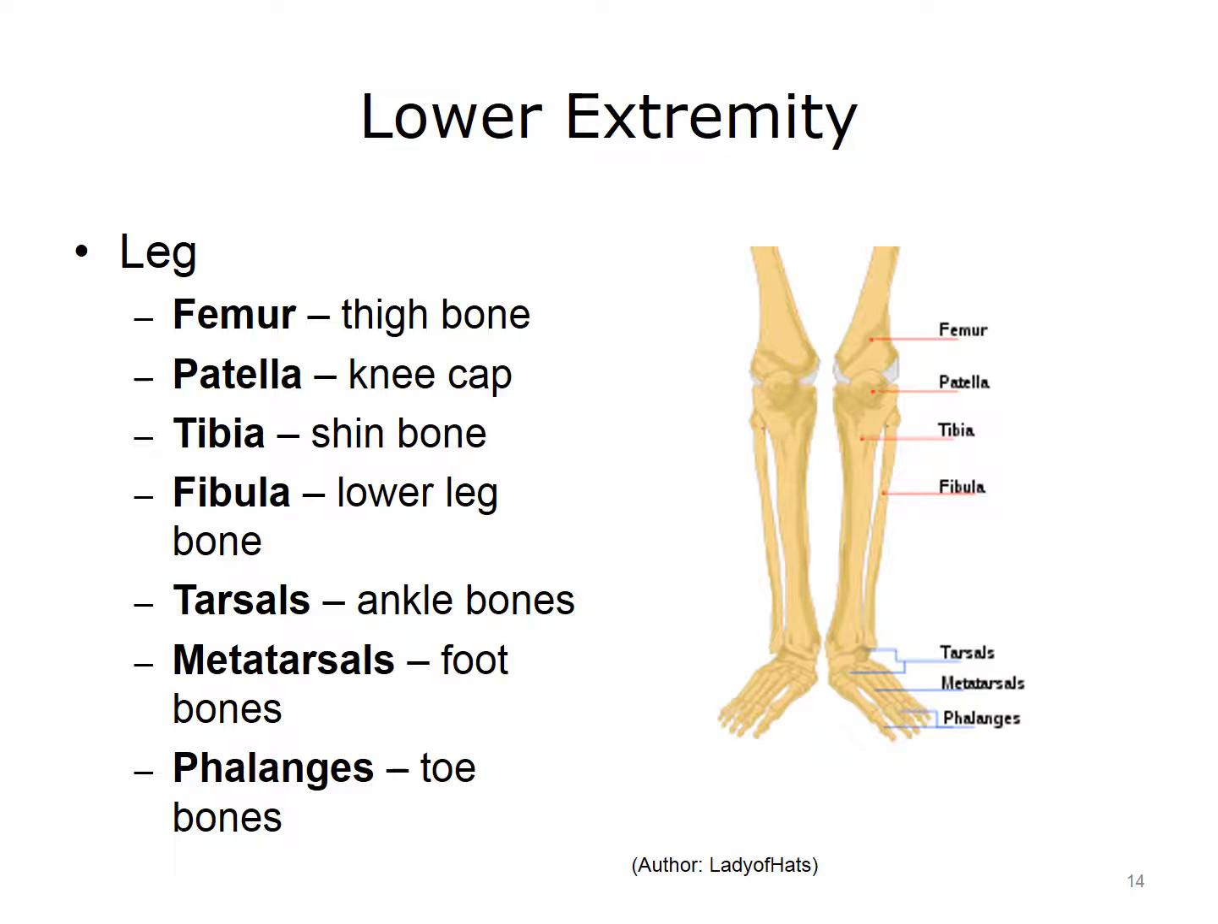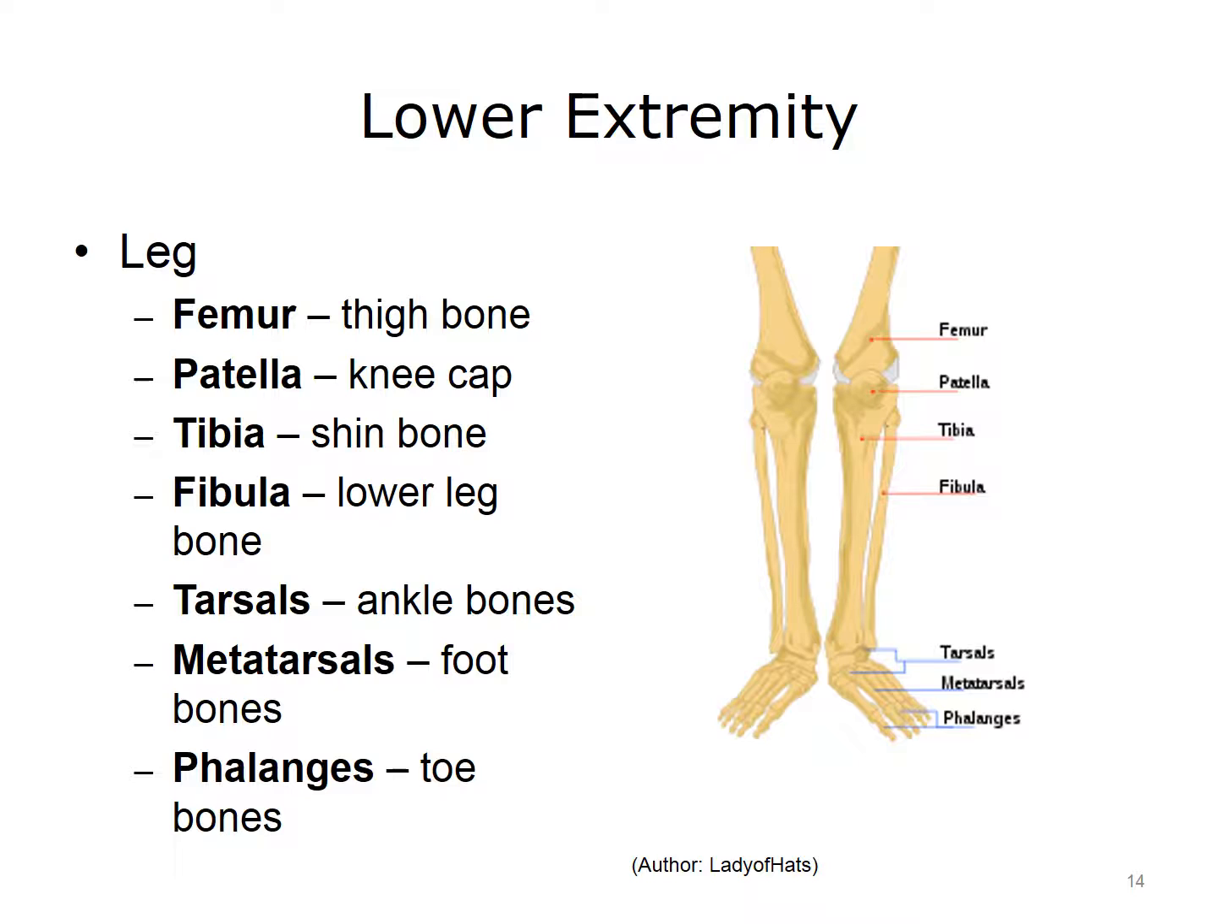We commonly refer to the leg as the lower extremity. The leg consists of numerous bones as well. These include the femur, or thigh bone, which is the long bone in the upper leg. The kneecap is the patella. The tibia, or shin bone, is the large bone on the medial side of the lower leg. The fibula is the very thin bone of the lower leg.